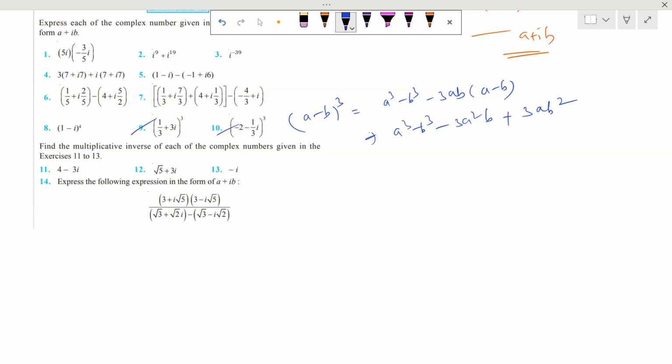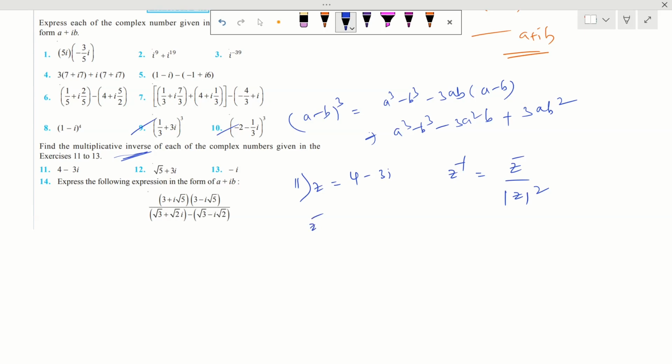Next problem we are going to solve is z inverse. We need to find the inverse of the numbers. The first one, the 11th one, is given as 4 minus 3i. I just take this as z. z is equal to 4 minus 3i. So what is the z inverse we need to find? z inverse is the conjugate number over the modulus squared, right? This is the formula for that.